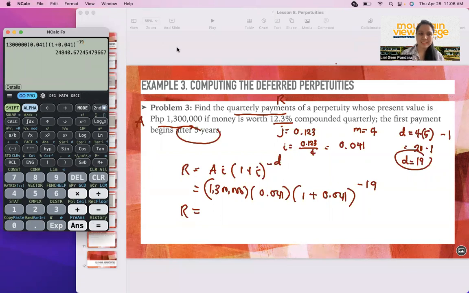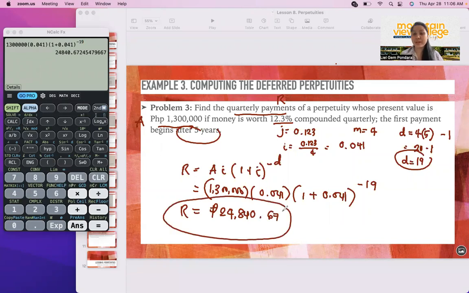There. The answer is 24,840.67. Let's write it. The quarterly payment will be 24,840.67. This is the regular payment for the perpetuity. Let's go to the last example.